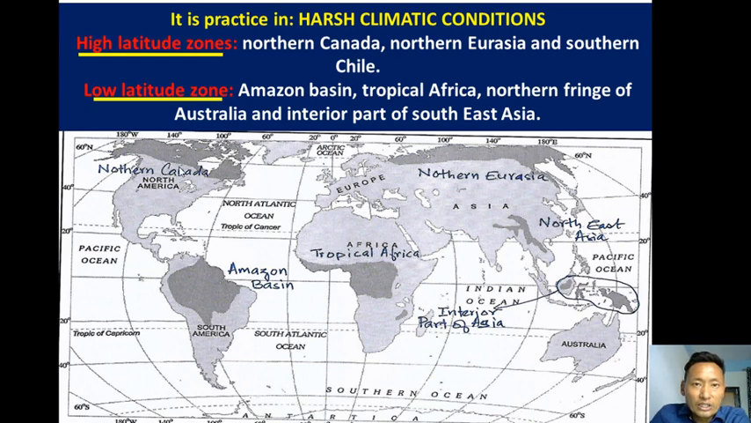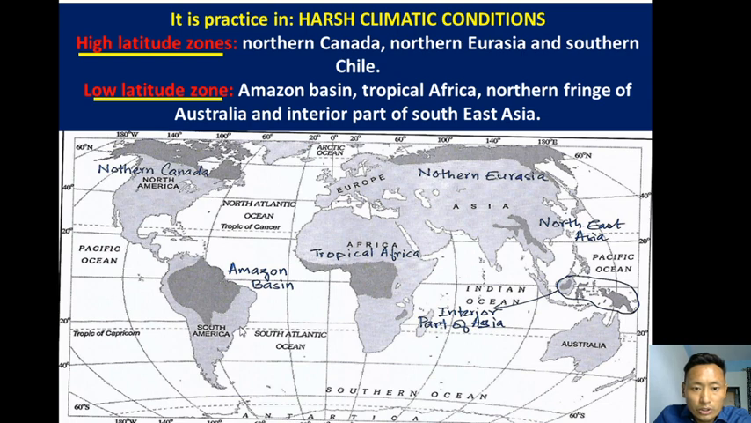In high latitude zones, nowadays people are still practicing these two activities, hunting and gathering. At present they are practicing in regions with cold climatic conditions, such as northern Canada, northern Eurasia, and southern Chile. Here we have southern Chile. In this region some people still practice hunting and gathering, mostly subsistence gathering.